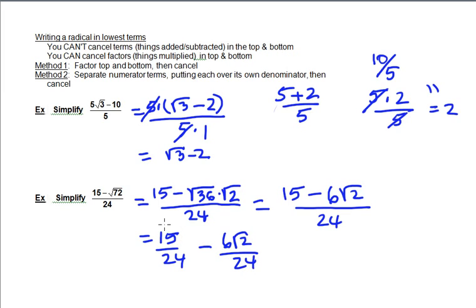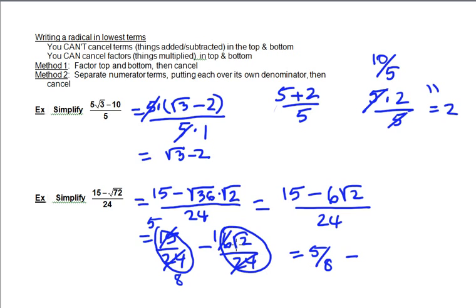And now these are each their own separate fraction, so we can reduce common factors. And when I divide by 3, I've got 5 here, and dividing by 3, I've got 8, so the first term becomes 5/8. And then minus, and 6 and 24 both have a common factor of 6, so I've got 1 remaining in the numerator times the square root of 2, divided by, and then 6 goes into 24 4 times. So we've got square root of 2 divided by 4.